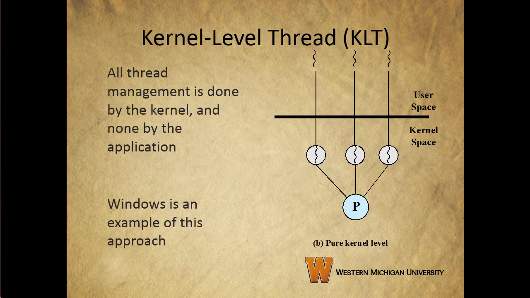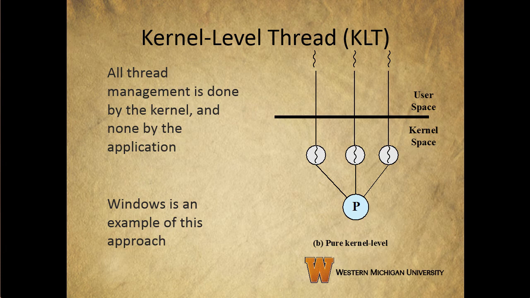Now let's take a look at kernel-level threads. In this scenario, all thread management is done by the kernel and none by the application. So we're not going to be using a thread library like we would using user-level threads, but we're simply going to be able to make application programming interface calls to the kernel thread facility.